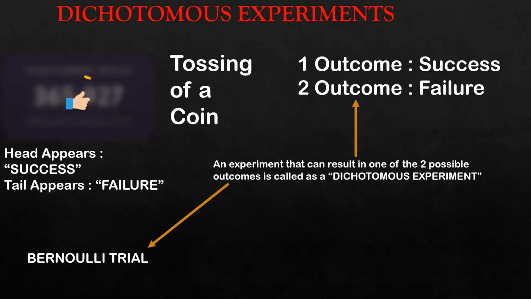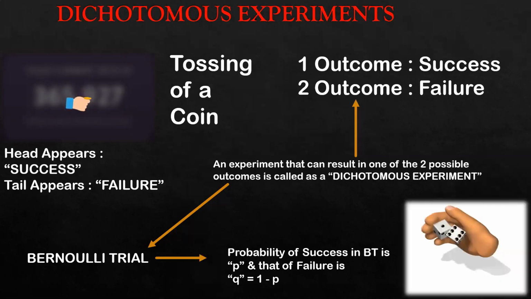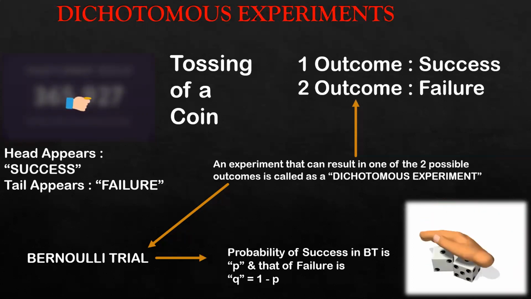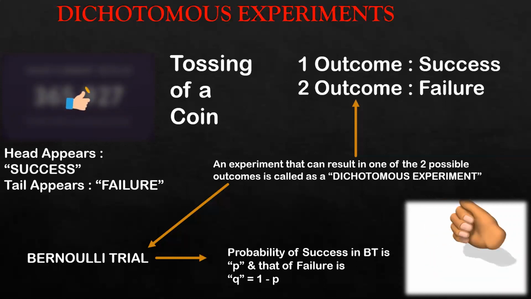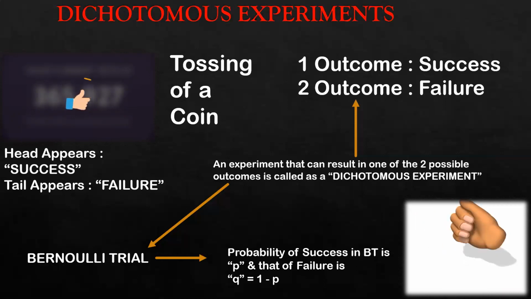If we throw a die and define success as getting an even number and failure as getting an odd number, we have a Bernoulli trial. Successive throws of a die are independent trials and form a sequence of Bernoulli trials. If the die is fair, then the probability of getting an even number will be 3/6, as there are 3 even numbers when we throw a die. That is 2, 4 and 6. So it will be 3/6, that is 1/2.